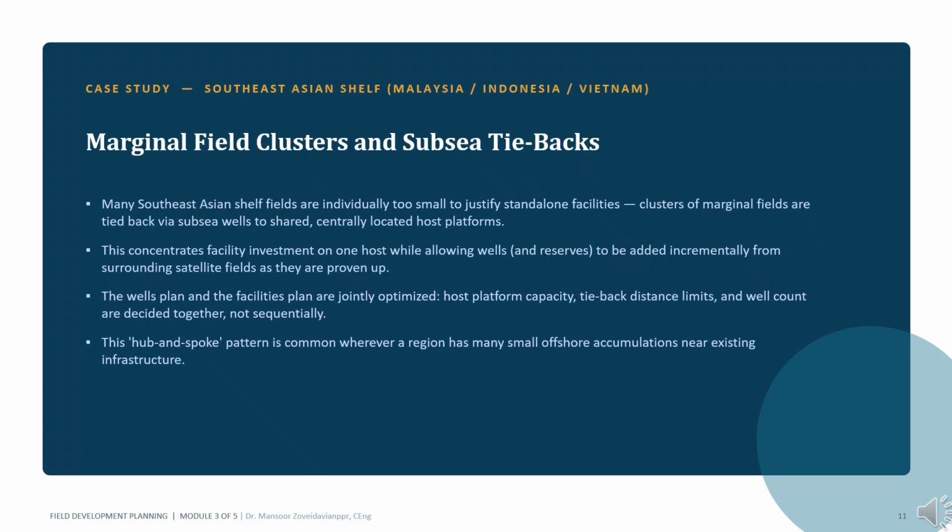Many offshore fields in Southeast Asia are too small to justify standalone facilities. Instead, operators often develop clusters of small fields around a shared host platform. Wells from surrounding satellite fields are connected through subsea tiebacks to central processing facilities. In this type of development, the wells plan and facilities plan must be optimized together. Host platform capacity, tieback distance, and well count all influence each other. This is an important reminder that well planning cannot be performed independently of concept selection.